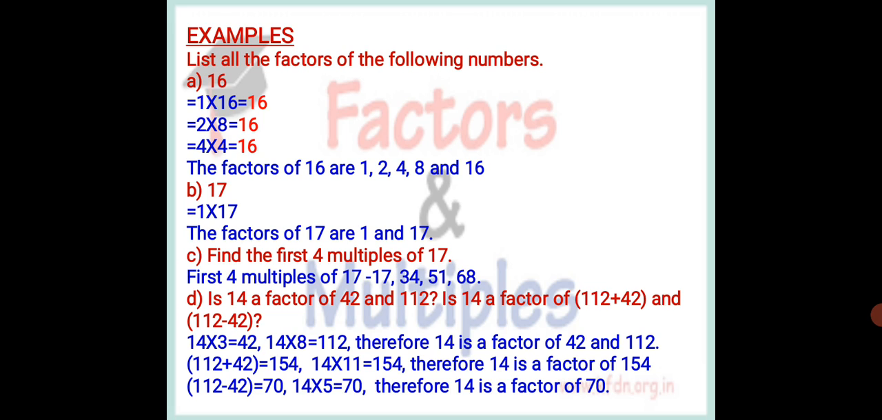112 plus 42 is equal to 154. And as we know, children, 14 11s are 154. Therefore, 14 is a factor of 154. Simultaneously, 112 minus 42 is 70. And as we know from the multiplication table, 14 5s are 70. Therefore, we can say 14 is a factor of 70.